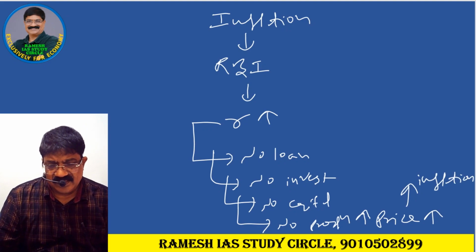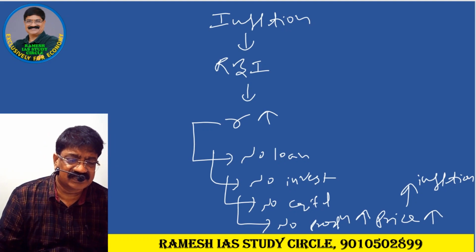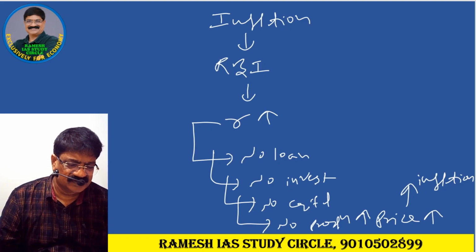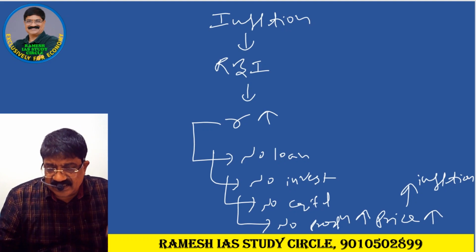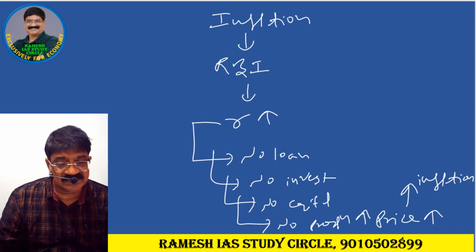So in the period of inflation, increasing the rate of interest is not the criterion. It is not a good solution. We should try to increase the production. Increased production can control inflation, but an increased rate of interest can't control inflation. It is true.